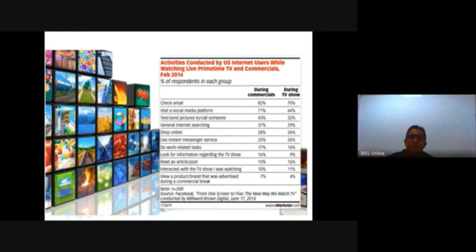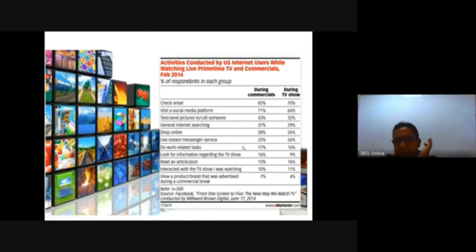Now see, whilst watching, they have been checking mails during a commercial or TV show. Check email: about 82% of people are checking email while watching TV. 71% are using phone and social media whilst watching TV. Sending texts, pictures, and calling someone while watching TV, 43%. General internet searching, 37%. While they are Googling, they are watching TV. Shop online, 28%, like that. So there are various activities they do while watching live primetime TV and commercials.